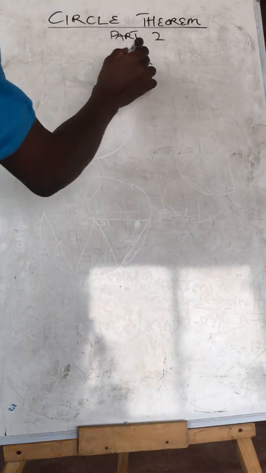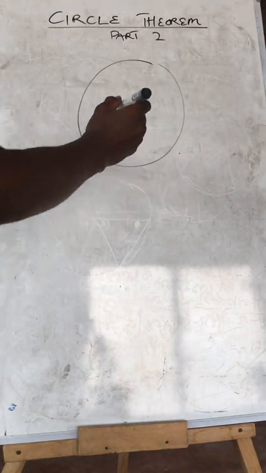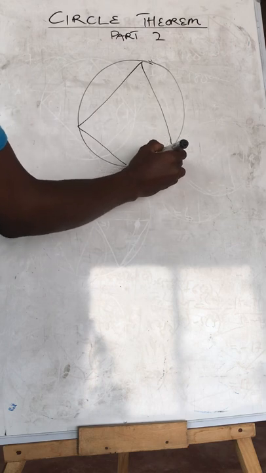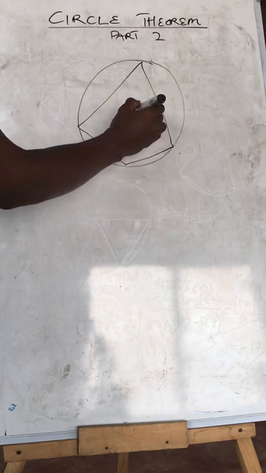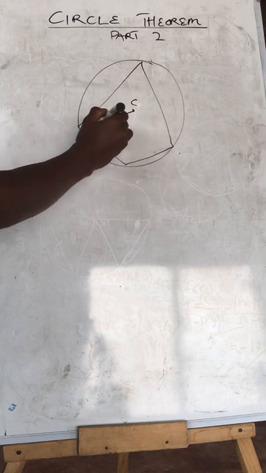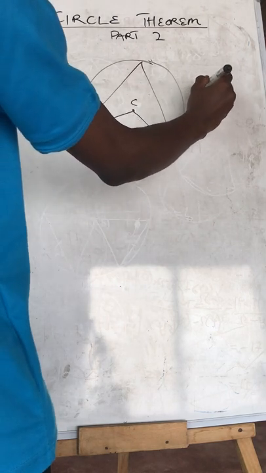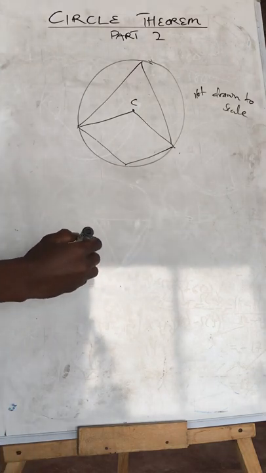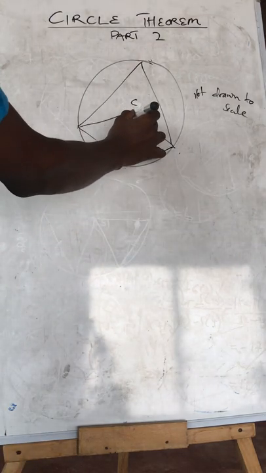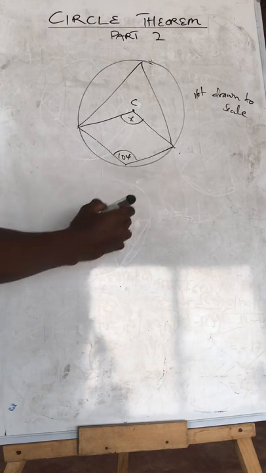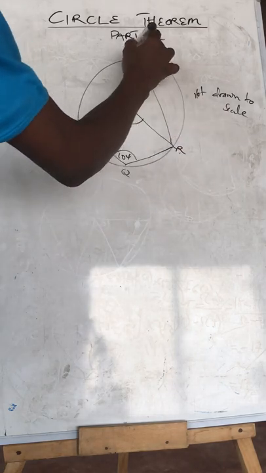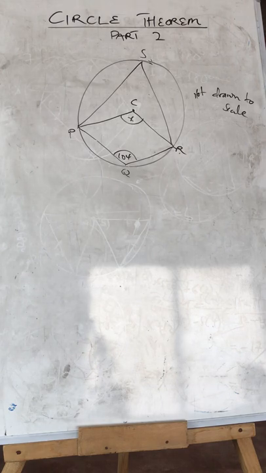So let's look at this. A question like, where C is the center? It is not drawn to scale. Not drawn to scale, please. Assuming that I say this is X and this is say 104. Let's say this is P, Q, R, and S. And we ask you to find the value of X.